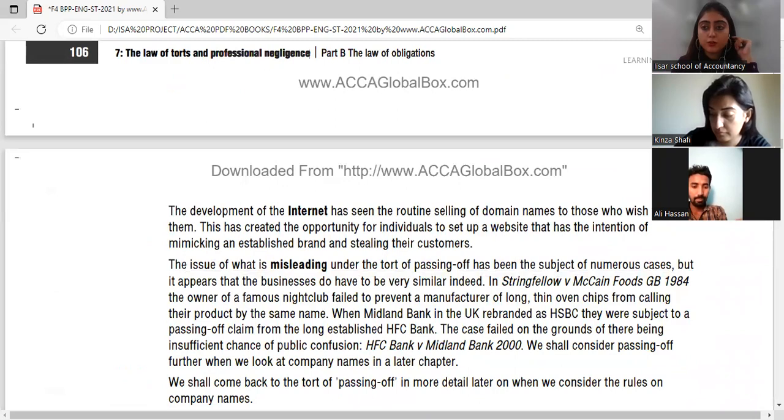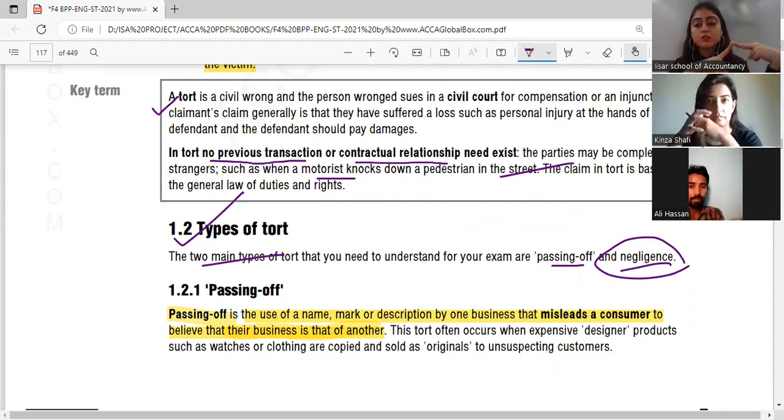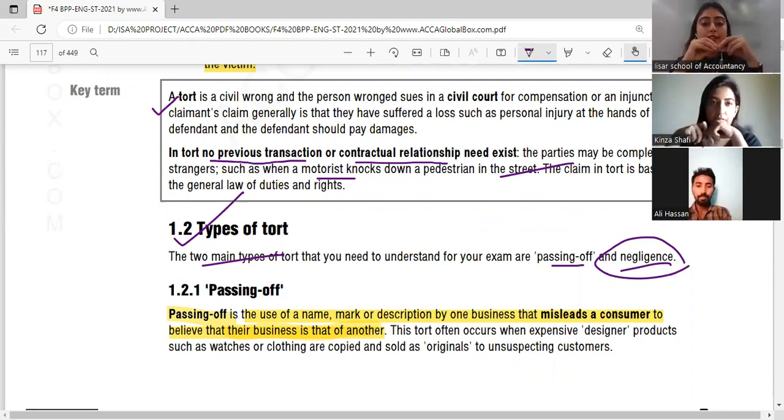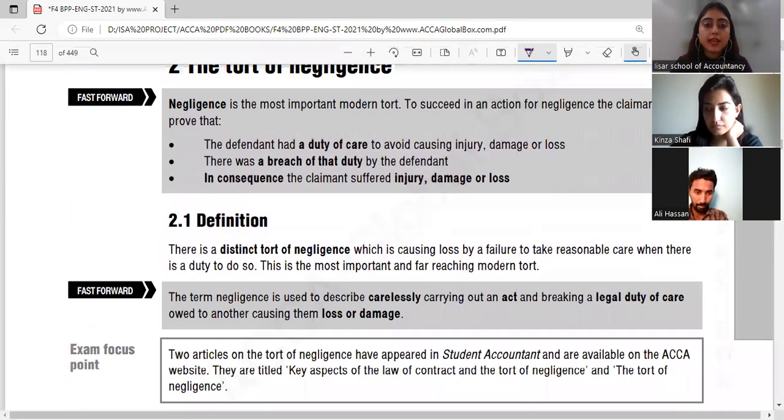Okay, then we started off with the types of torts. Now, there are two types of torts. Number one, passing off. Number two, negligence. Negligence we have understood with two or three examples, like the salon, and a careless driver who is driving the car rashly and hits a pedestrian. So that's negligence. Passing off is when you start a business with the name of another brand, but you're using that name illegally and misleading the consumer. Misleading the consumer means you're a fake brand. So that is passing off. Okay, next. The tort of negligence.